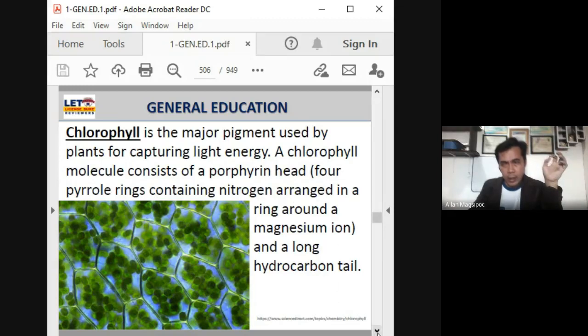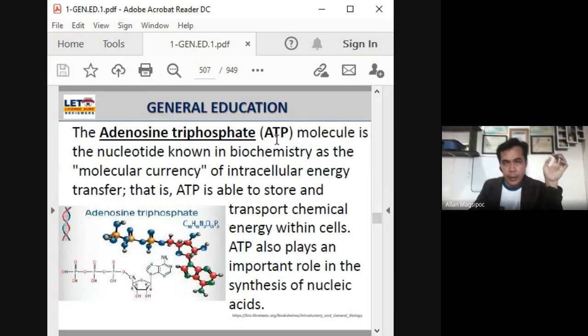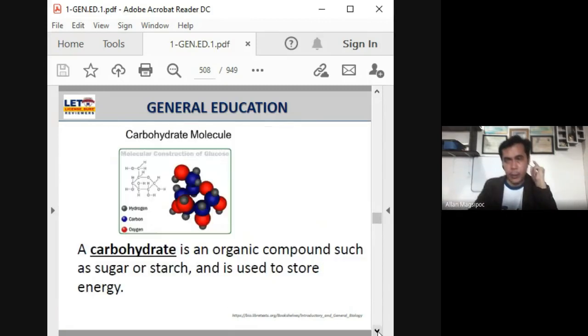a long hydrocarbon tail. Yung ATP naman, it's adenosine triphosphate, is also a molecule. But in biochemistry, it's the molecular currency or the intracellular energy transfer. ATP is able to store and transport chemical energy within cells. So we are able to move because of ATP. We're able to move our bodies because of ATP. May storage of energy and meron ding transport of energy because of ATP molecule.